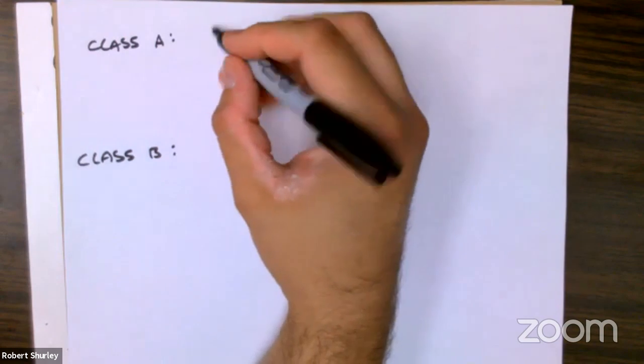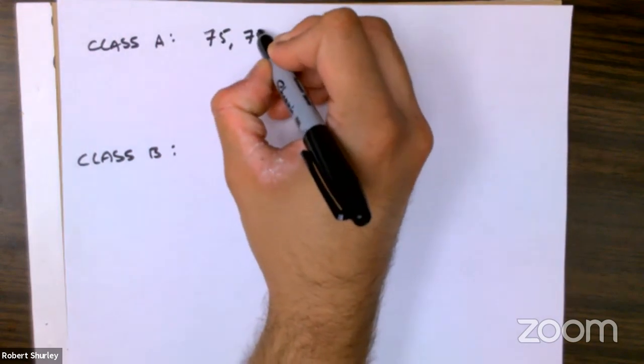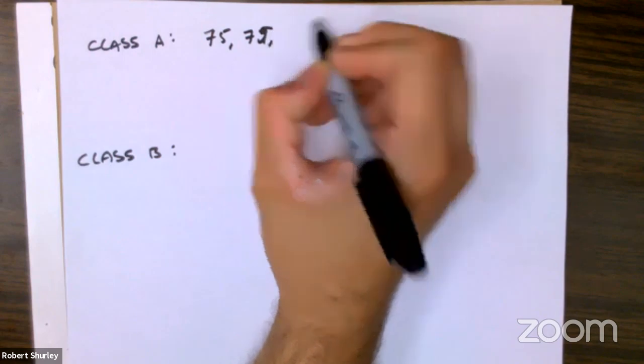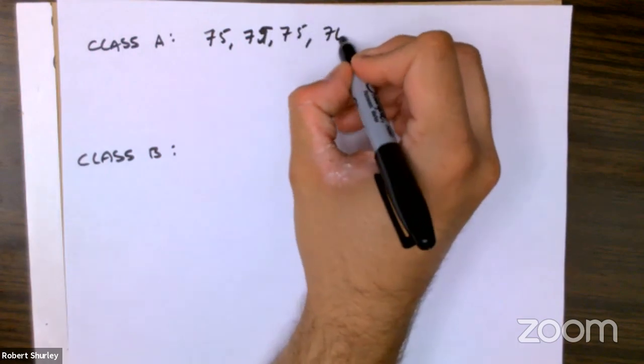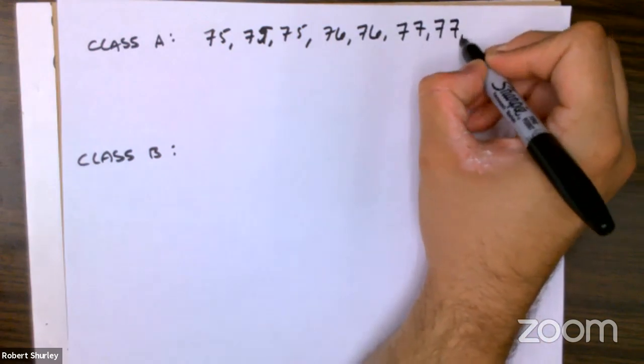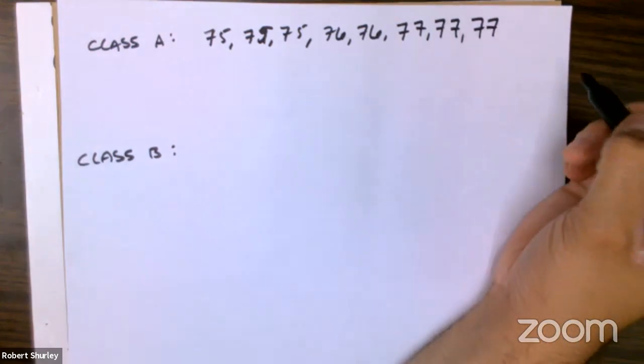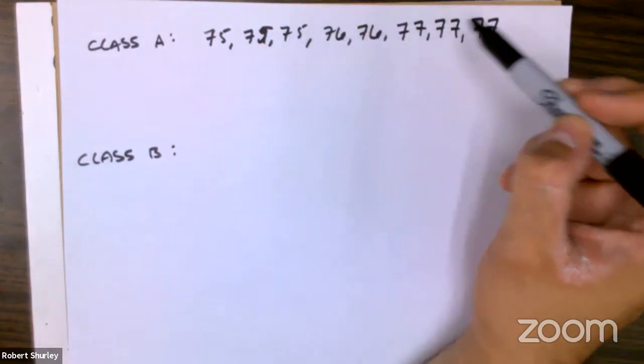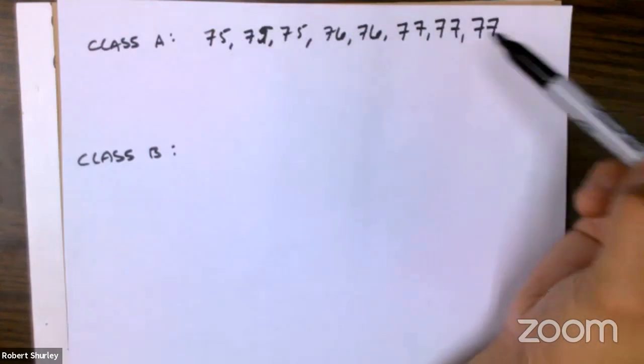Let's say, now I'm making these numbers up, so it's kind of hard sometimes to do this, but let's say I gave a test. We've got class A and we've got class B. I give them both the same test. In class A, the grades are 75, 75, 75, 76, 76, 77, 77, 77. Okay, that's 1, 2, 3, 4, 5, 6, 7, 8. We have 8 students and all their grades are right here.